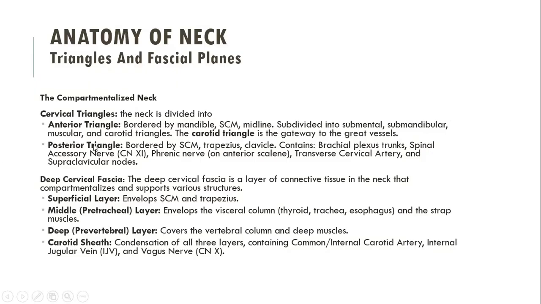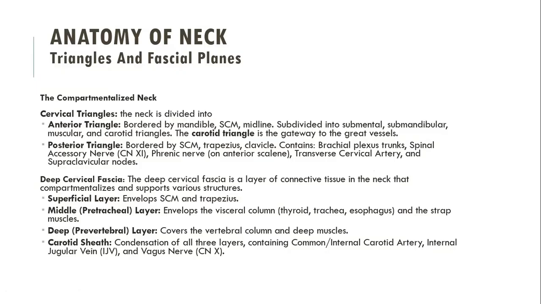After this, you have the posterior triangle, and that is bordered by the sternocleidomastoid muscle, trapezius muscle, and clavicle. Now, what does this triangle contain? It basically contains the brachial plexus trunks, the important nerves for both arms, and it also contains the spinal accessory nerve, the phrenic nerve that is on the anterior scalene muscle, the transverse cervical artery, and supraclavicular nodes.